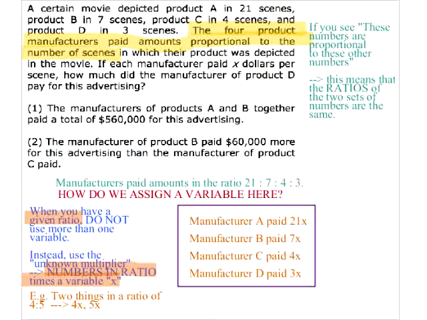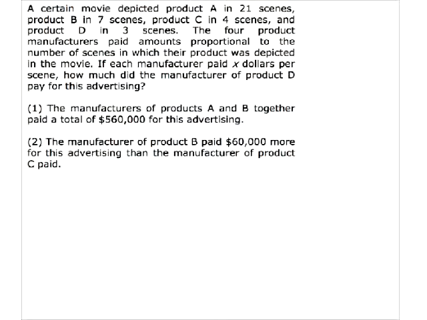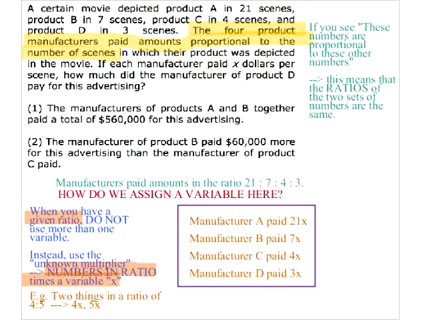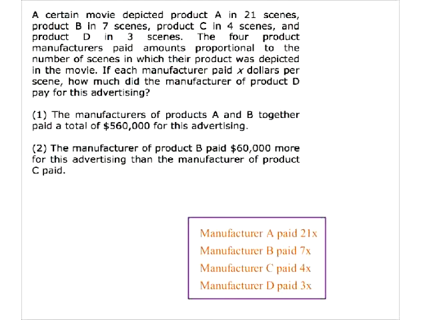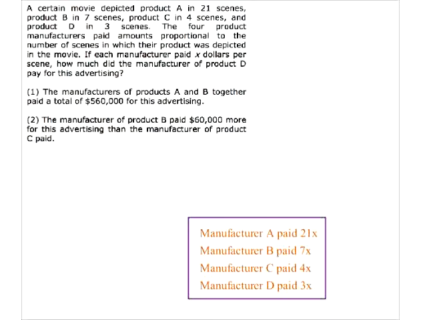So let's take this over to the next page where there's a little bit less clutter. So manufacturer A paid 21x, manufacturer B paid 7x, manufacturer C paid 4x, and manufacturer D paid 3x. So let's get this up there in the corner. So now these statements are a lot more straightforward to handle if you do this.